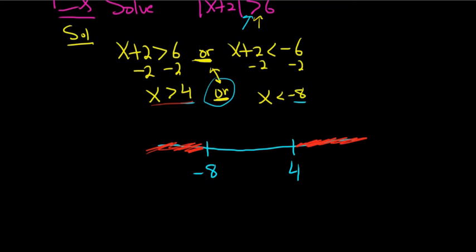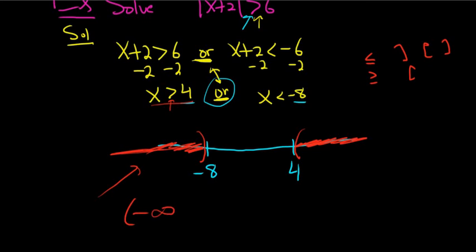And we have a strict inequality, right? There's no equal to, so it's parentheses. If it was like this or like this, we would have brackets, the little bracket thingies. So the answer comes from the picture. It'd be all of these numbers over here. So -infinity to -8, union 4 to infinity.